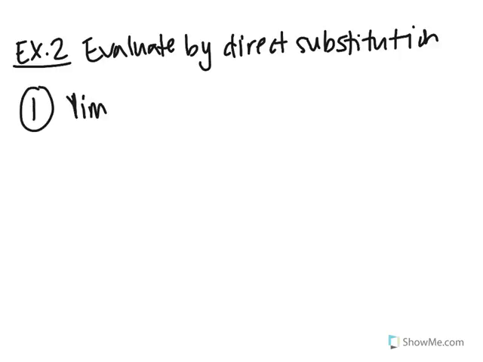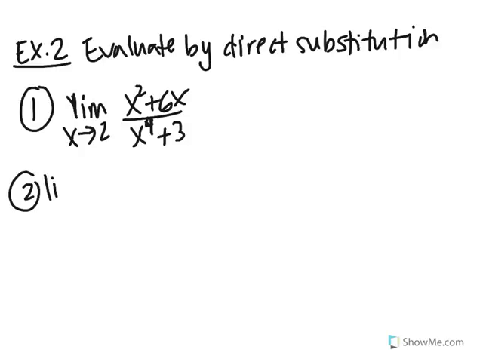So the first one I want you to find is the limit as x approaches 2 of x squared plus 6x over x to the 4th plus 3. That's x to the 4th plus 3. Alright, and I want these all done algebraically, if possible. Second one, I want you to find the limit as x approaches 4 of x minus 4 over x squared minus 16.